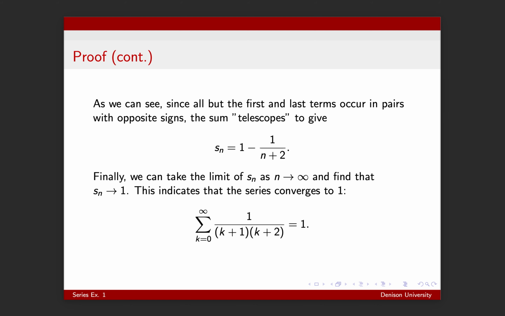So finally, we can take the limit of the partial sum as n approaches infinity and find that the partial sum approaches 1, which indicates that the series converges to 1.